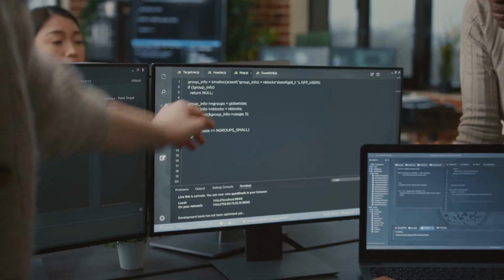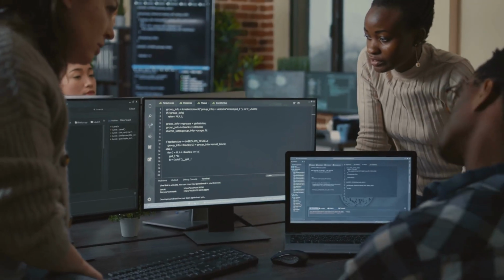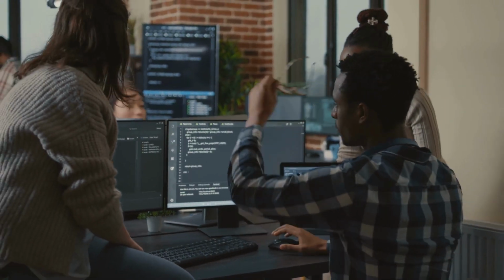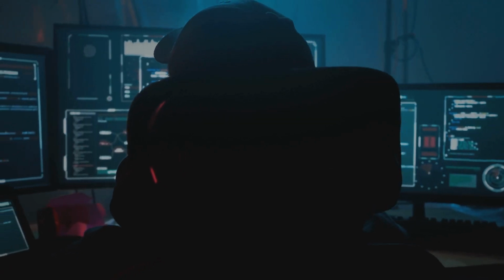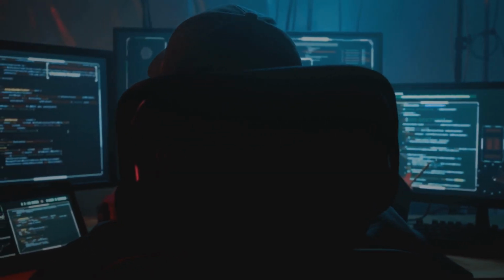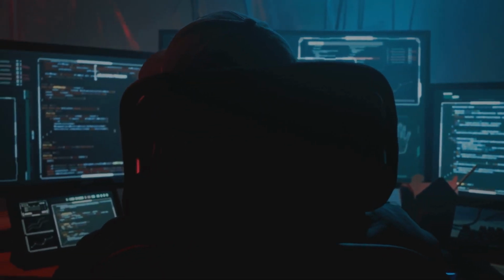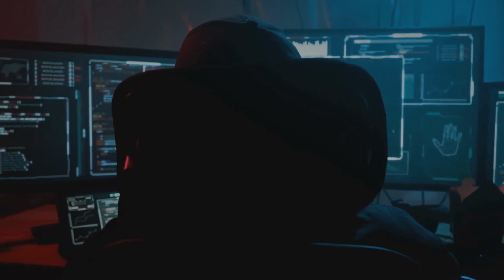Finally, I work closely with DevSecOps teams to embed security seamlessly into the software development lifecycle. This includes implementing security as code, vulnerability scanning, and security testing to shift left and address risks earlier in the process.